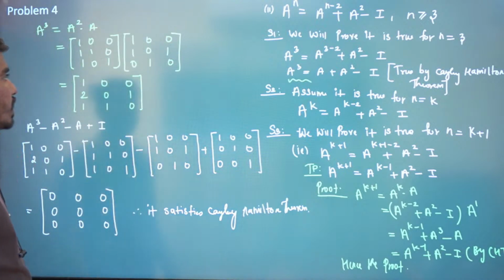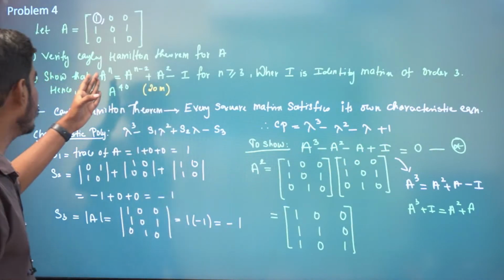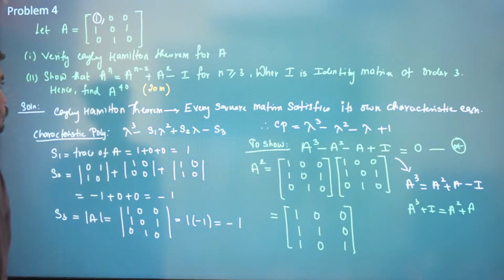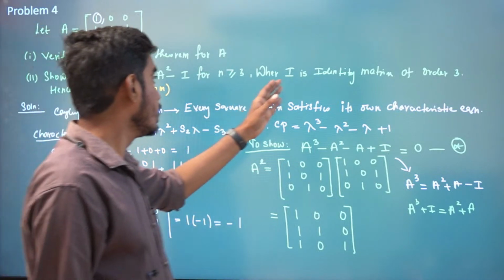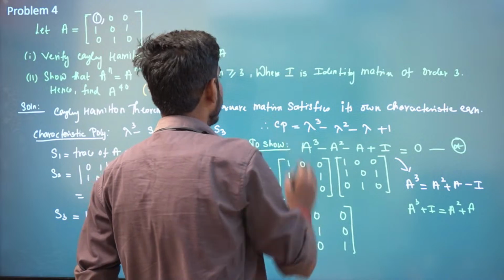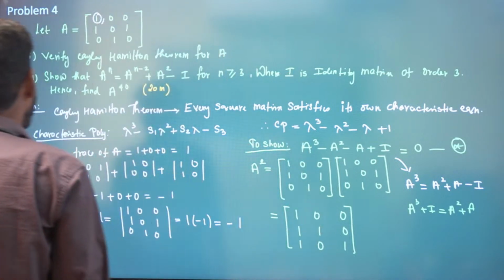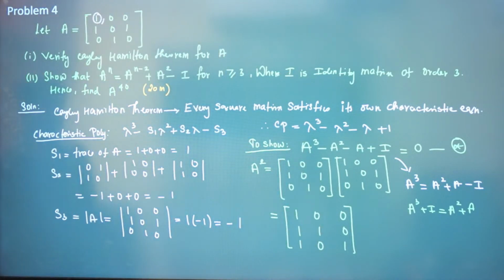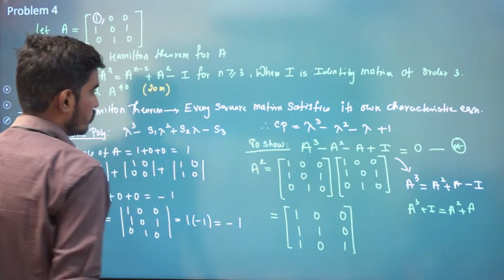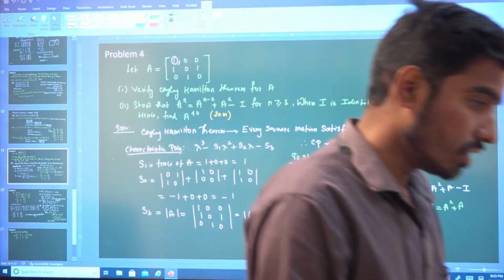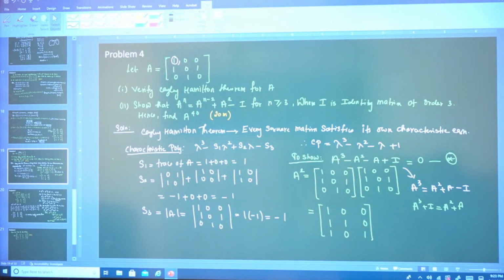There is also some other part in this question, right? Show that a power n is equal to a power n minus 2 plus a square minus I for n greater than or equal to 3, where I is the identity matrix of order 3. Hence find a power 40. We will find the value of a power 40 also. Is it clear up to now?